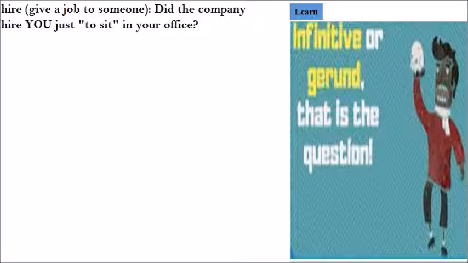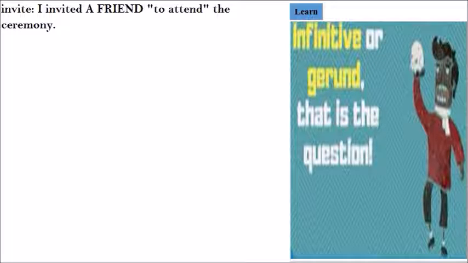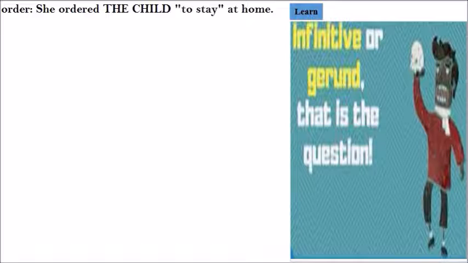Hire. Give a job to someone. Did the company hire you just to sit in your office? Invite. I invited a friend to attend the ceremony. Order. She ordered the child to stay at home.